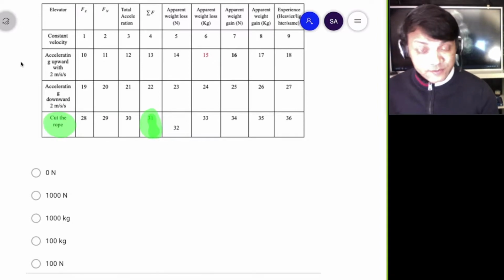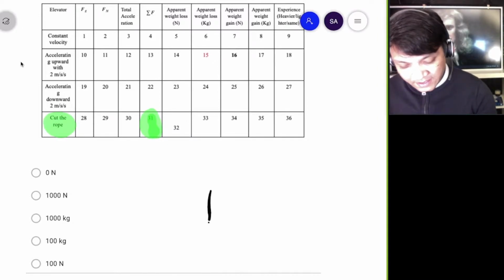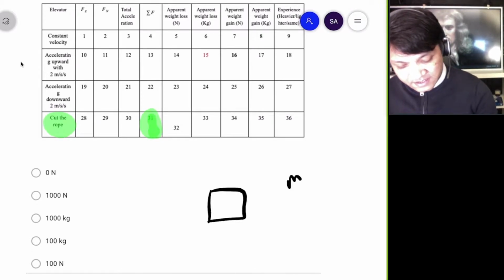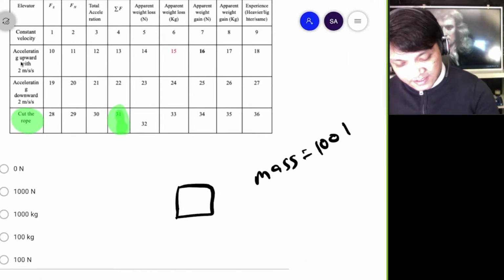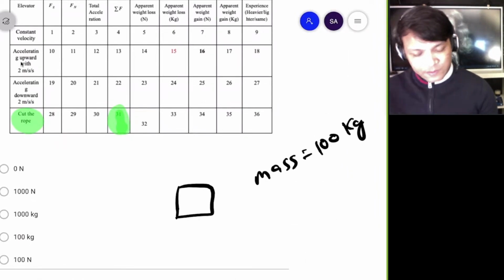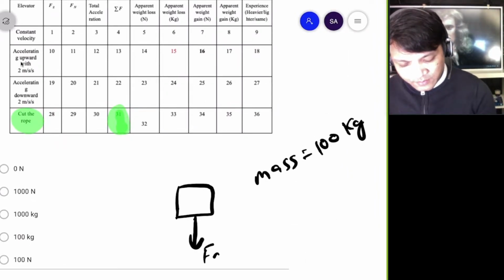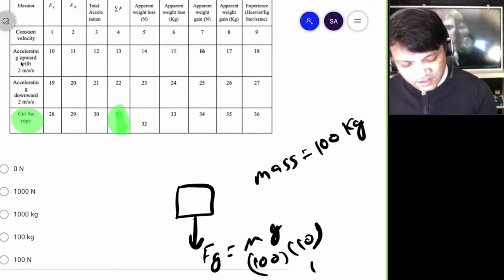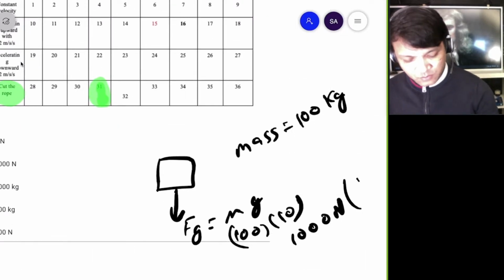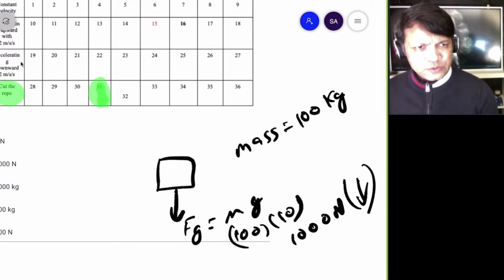When someone cut the rope, the mass of the man is 100 kilogram. A 100 kilogram person is inside the elevator. And when someone cut the rope, we have to find the weight. The weight is mg, so m is 100 times 10, so it's 1000 newton. At what direction? 1000 newton to the south.